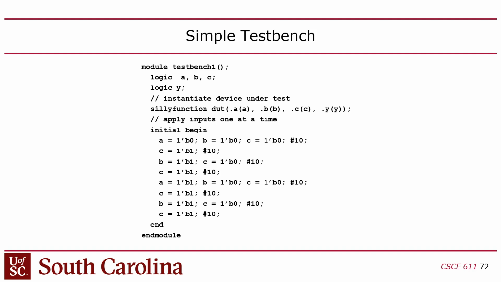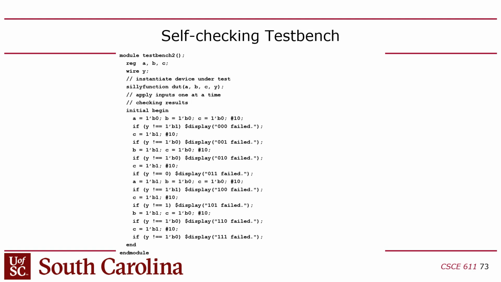But that's not real practical. So instead, I can add some if statements in here to check to see if the output matches what it should be, right? So now I've got this notion of the actual output, Y, and I've got an expected output, which I've just hard-coded, right? So that way I basically set my inputs, delay, and then I check the value to see if it's expected from whatever the previous inputs I put in there were, right? And that way I can print little error messages.